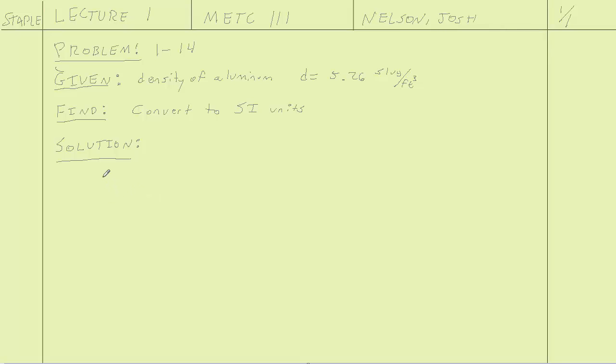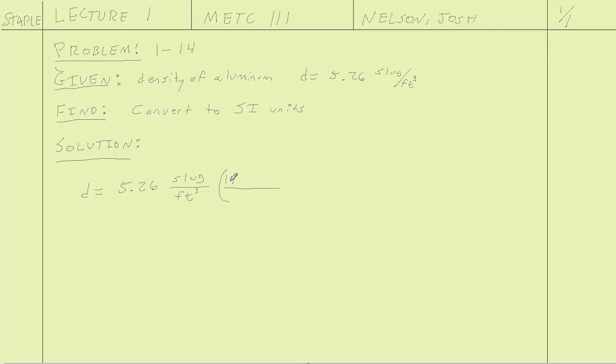You draw free body diagrams, working diagrams, do calculations here, draw charts or tables here. That's where all of this information goes. In this case, we just need to do a conversion. So D equals 5.26 slugs per cubic foot. So first of all, I need to convert that slug to kilograms because slug is the US customary unit of mass and a kilogram is the SI unit of mass.